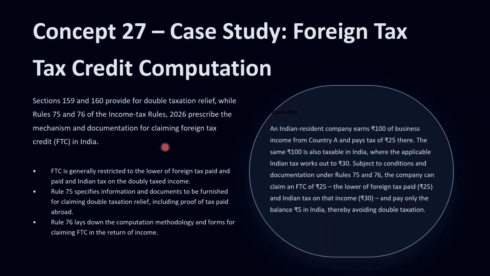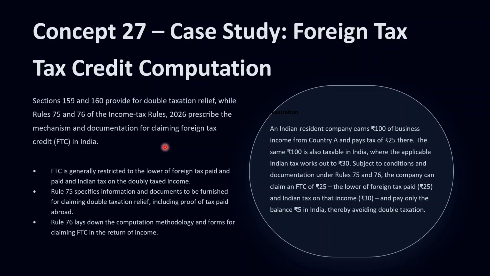claiming foreign tax credit. So in broad terms, FTC for a particular source of income in a country is limited to the lower of the foreign tax actually paid on that income and the Indian tax payable on that doubly taxed income.